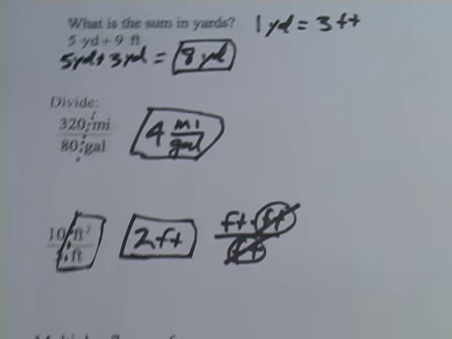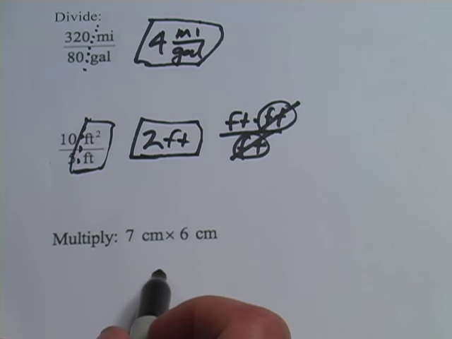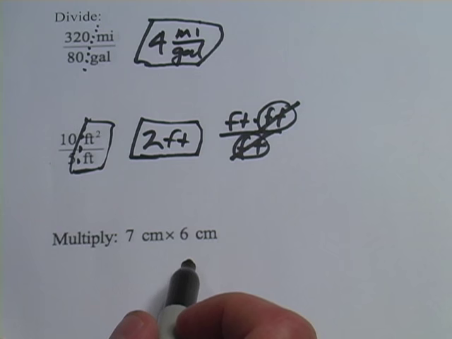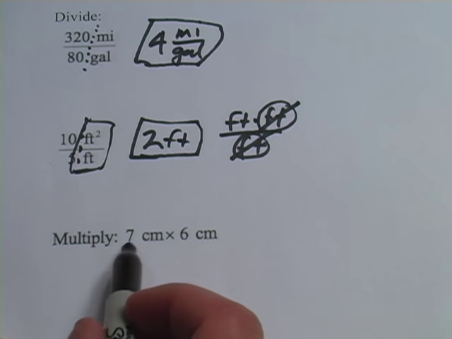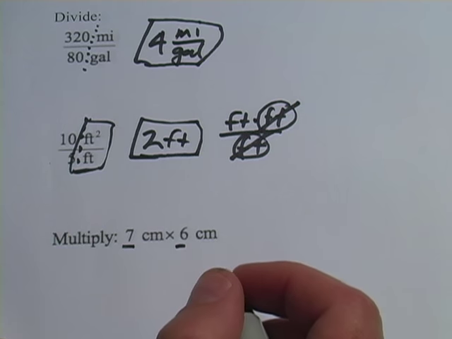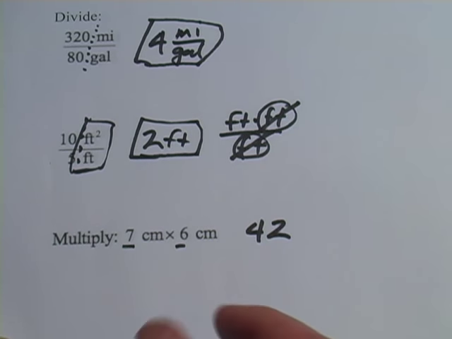And we've got one more to take a look at here. This says multiply 7 centimeters times 6 centimeters. And once again, I'm going to do the number part first, and then I'm going to look at the units part. Well, 7 times 6, that's 42. You can check that on your calculator.